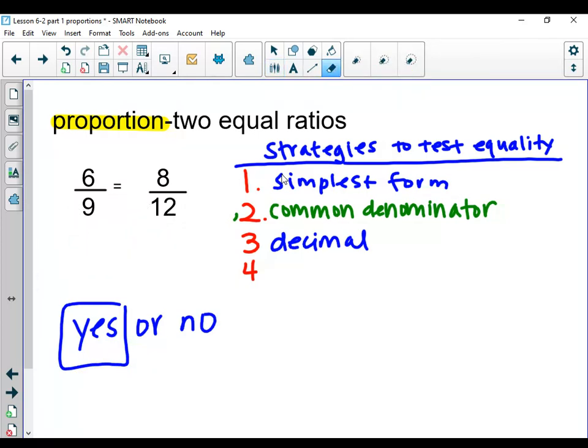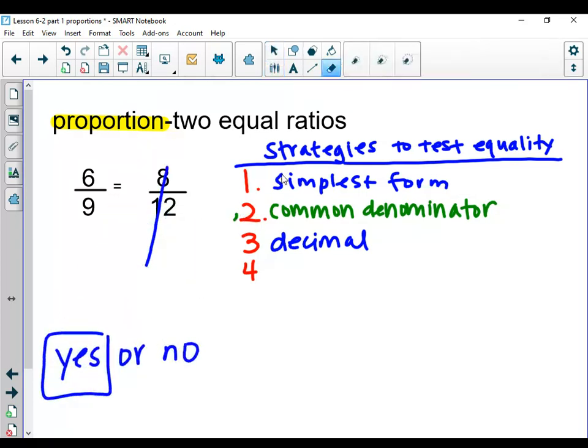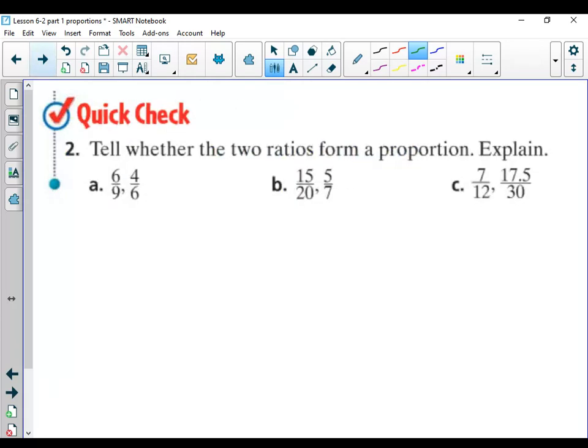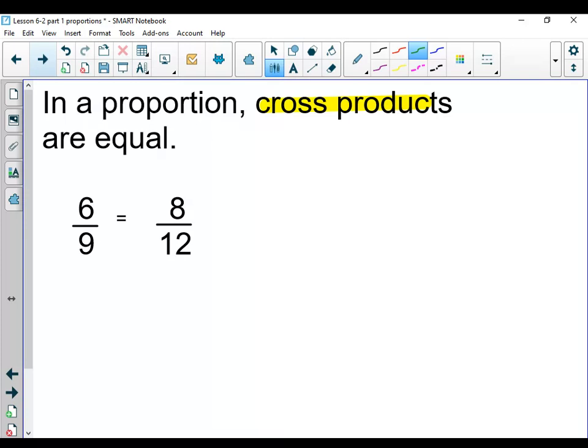And then, if you have run out of choices, our fourth choice is cross products. If you have forgotten what a cross product is, good news, you came today for that reason. Cross products would be exactly like it sounds like, multiply in a cross.